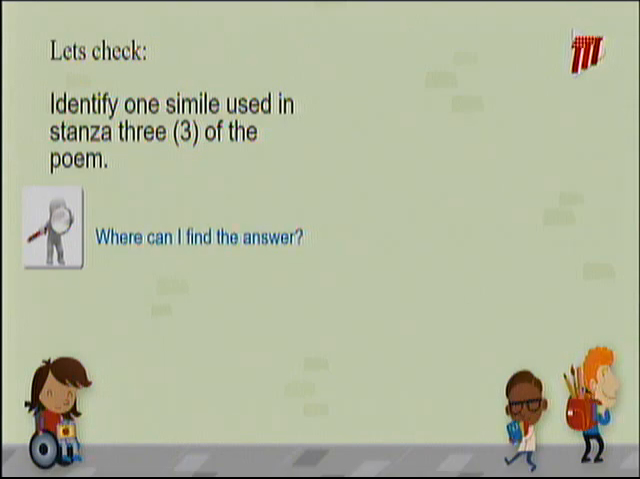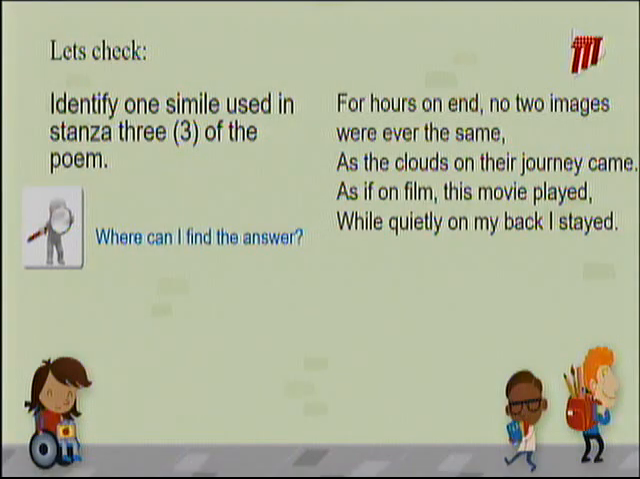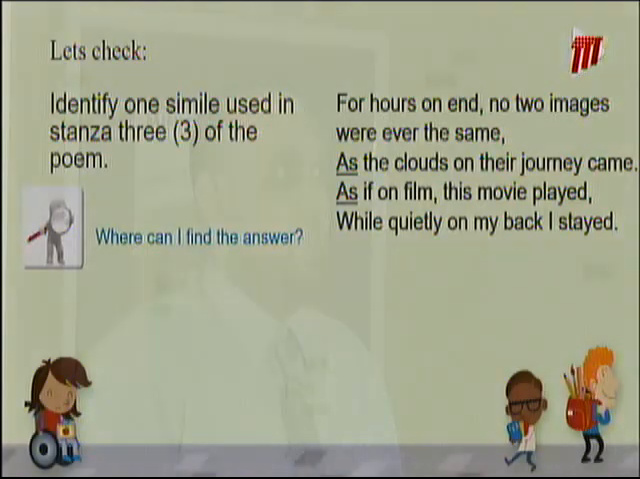Let's see if you have been paying attention so far. I want you to identify one simile used in stanza 3 of the poem. Well, I'll take you directly to stanza 3. For hours on end, no two images were ever the same, as the clouds on their journey came. As if on film, this movie played, while quietly on my back I stayed. Remember, a simile is a comparison using as or like. The word as is used twice in this stanza.